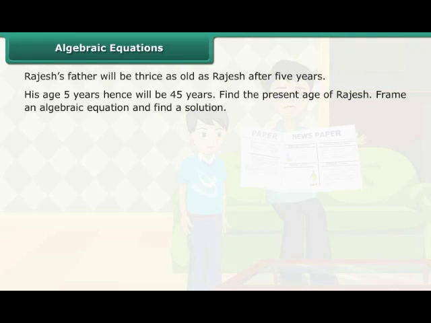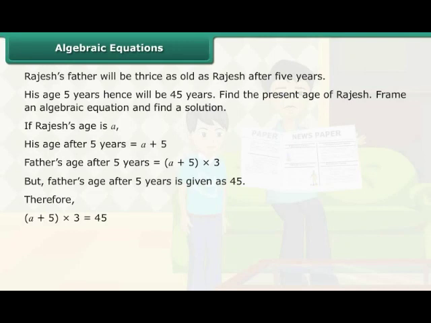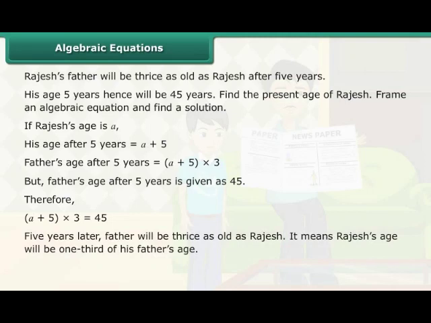Frame an algebraic equation and find a solution. If Rajesh's age is A, his age after 5 years is equal to A plus 5. Father's age after 5 years is equal to (A plus 5) into 3. But father's age after 5 years is given as 45. Therefore, (A plus 5) into 3 is equal to 45. 5 years later, father will be thrice as old as Rajesh. It means Rajesh's age will be one-third of his father's age.